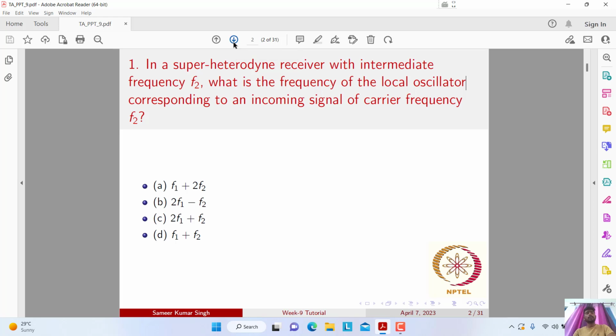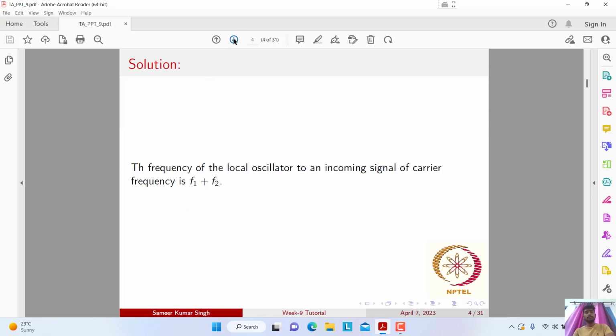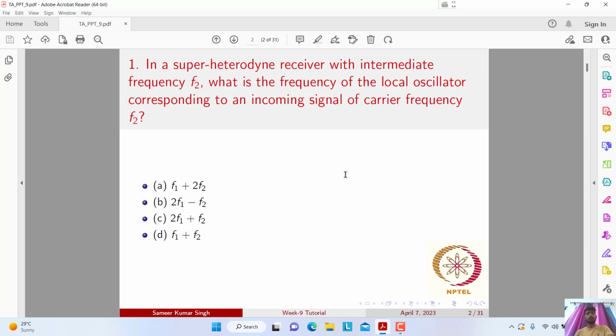Now we will go for the solution, and the answer is a, f1 plus f2. According to the question, we have to calculate the frequency of the local oscillator corresponding to an incoming signal of carrier frequency f2, which is f1 plus f2. So part A is the right answer.